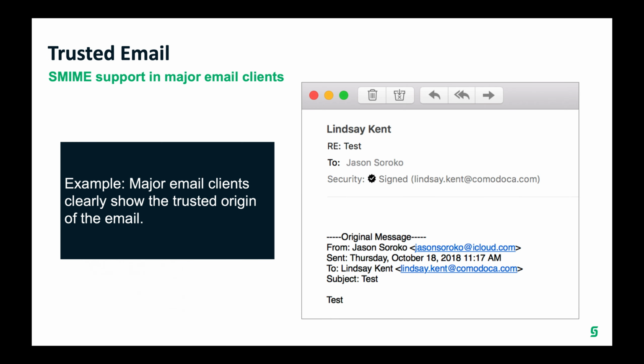This slide shows an example of what most major email clients see when an MIME signed email is received. This email is cryptographically verified to come from the source it claims. This defeats the BEC attacks described by the FBI.